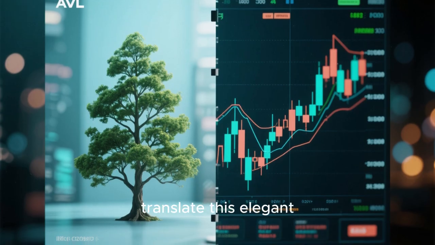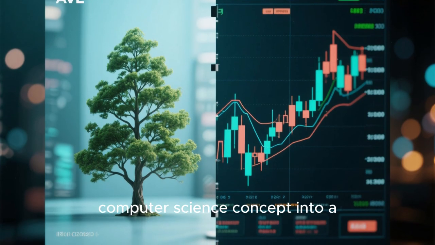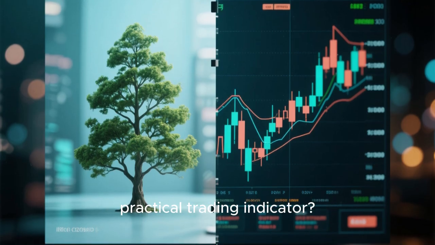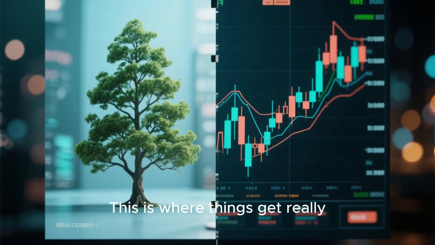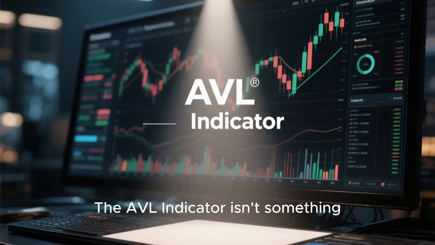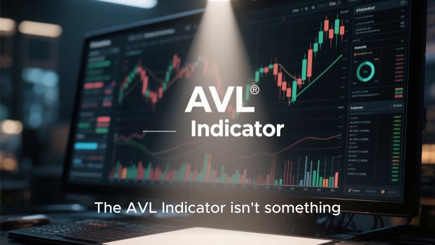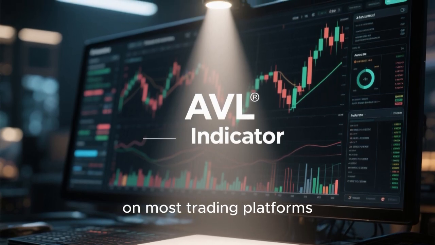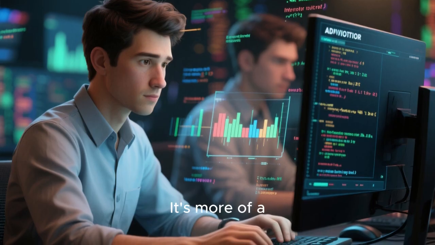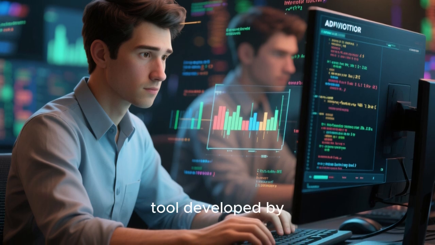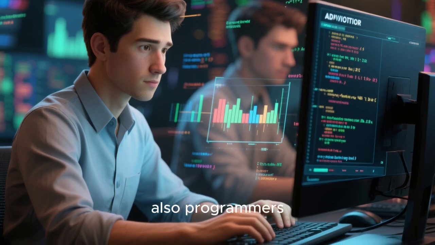Now, how do we translate this elegant computer science concept into a practical trading indicator? This is where things get really interesting. The AVL Indicator isn't something you'll find pre-installed on most trading platforms. It's more of a custom, boutique tool developed by traders who are also programmers.